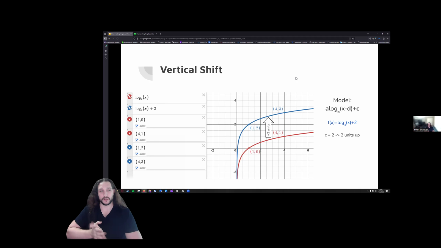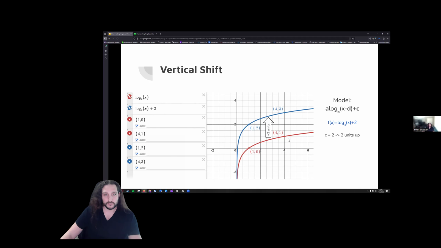Our vertical shift. So now we're going to actually see visually what it is. If we look over here, we got that log of 4x is our red function, and log of 4x plus 2 is our blue function. We have a model here. Let's look at it. So we got log of x plus 4, and it's going to say 2 units up.